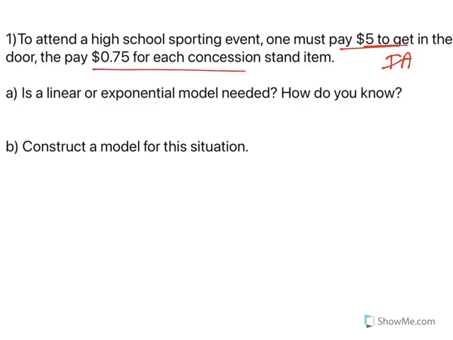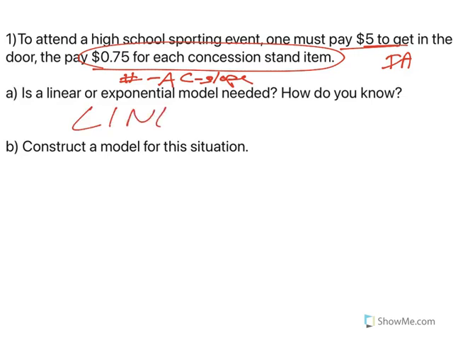And then we look at 75 cents for each concession. Is that a percent or is it constant? Is it a number? It's a number. That means it's absolute change. That means it's my slope. That means it's a linear model. It's linear because of the number being the constant change.